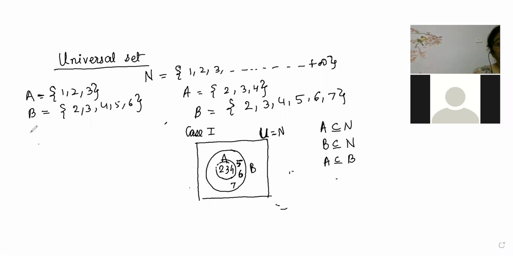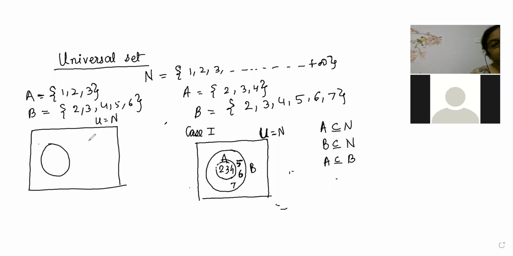Now beta, for case 2, what will happen? Again, the universal set is the set of natural numbers. Now A is there and B is there. Now B cannot take A inside it because A is having one extra element. But look here, beta, this is the sign of friendship. So this is called the common boundary between A and B.